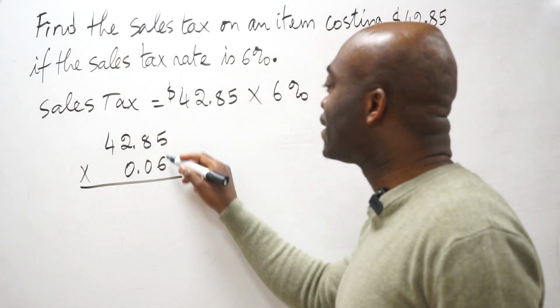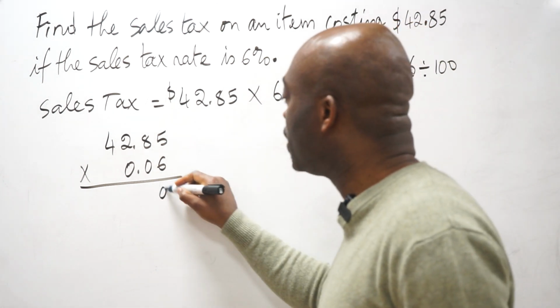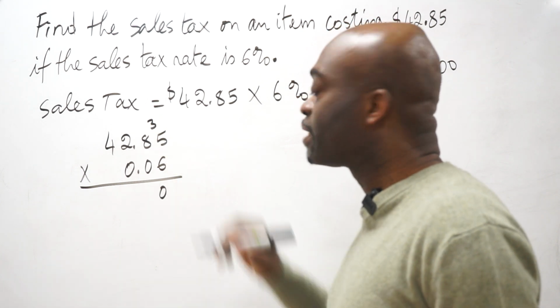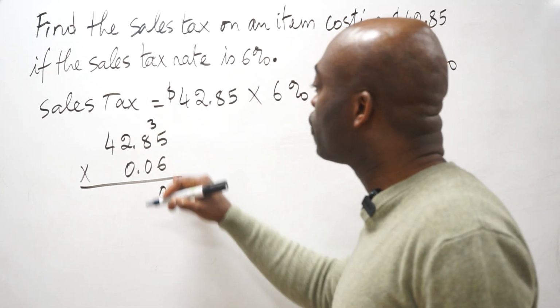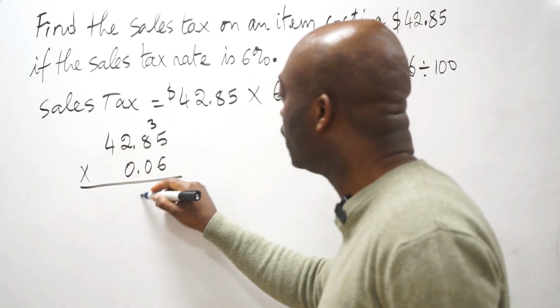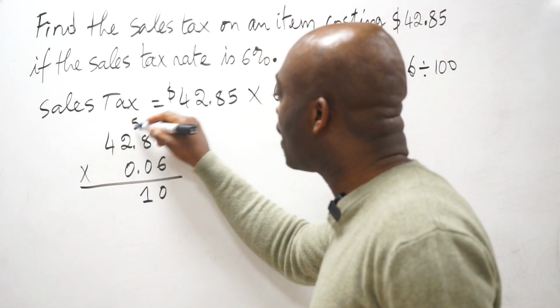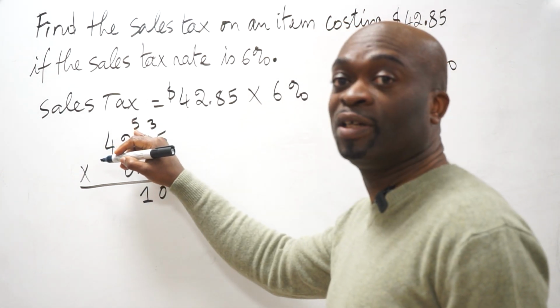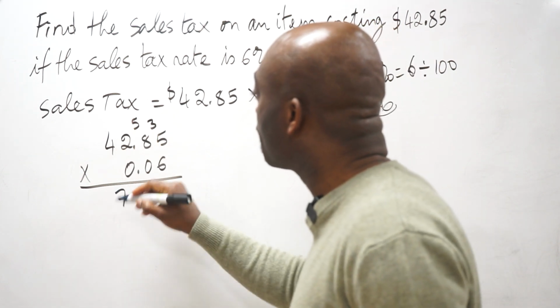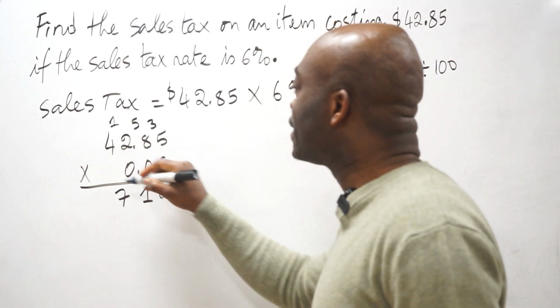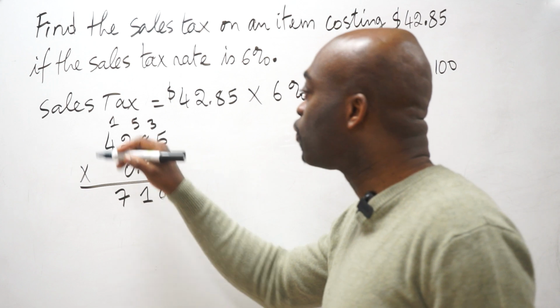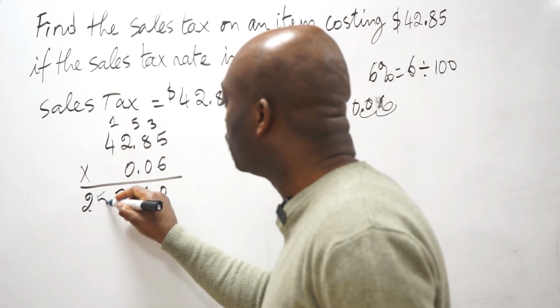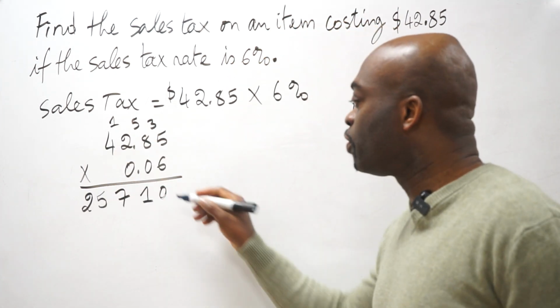So we have 6 times 5, what? 6 times 5 is 30. 6 times 8 is 48. And 48 plus 3 is 51. So you have 5. So 6 times 2 is 12. And 12 plus 5 is what? 17. Then you carry 1. And then 6 times 4 is 24. 24 plus 1 is 25. All right? Then this is what you have.